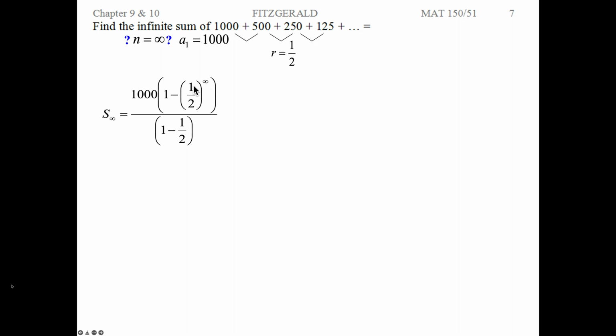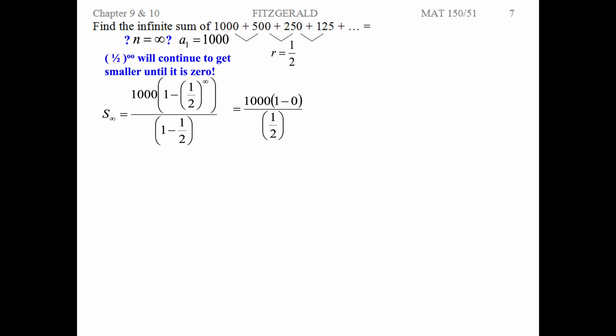1 times 1 times 1 times 1 is always going to be a 1. But 2 times 2, 4, 2 times 4 is 8, 2 times 8, 16. The bottom keeps getting bigger and bigger and gargantuan until the point you have 1 over something huge like infinity, which means you're getting closer and closer to 0. That is cool. 1/2 to the power of infinity is going to 0.